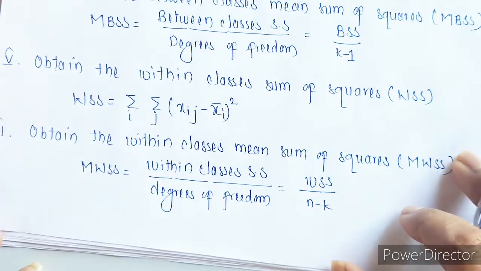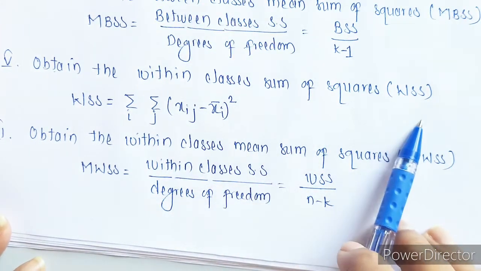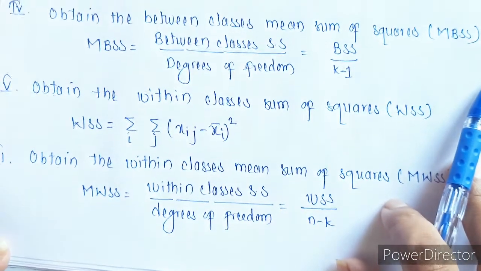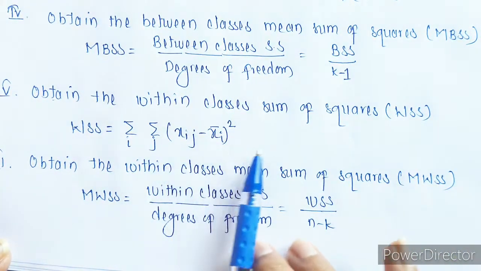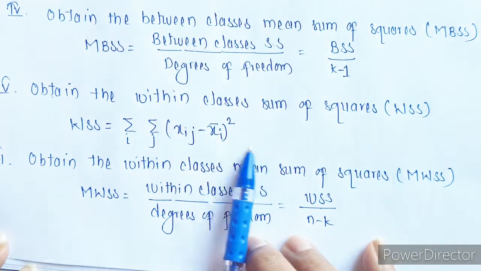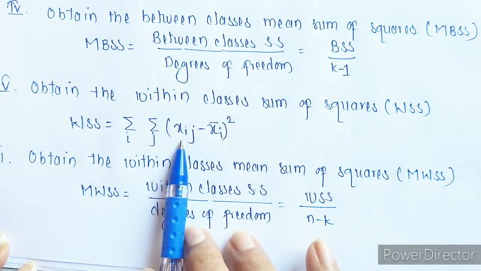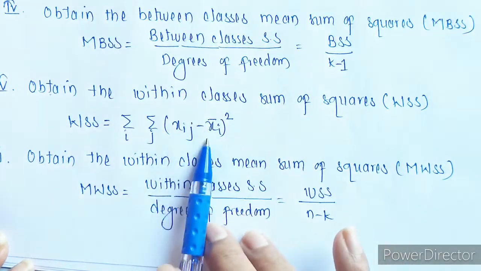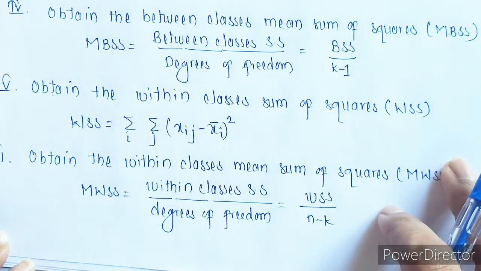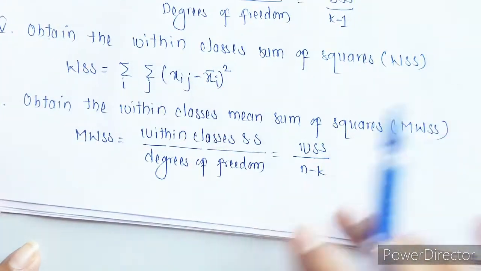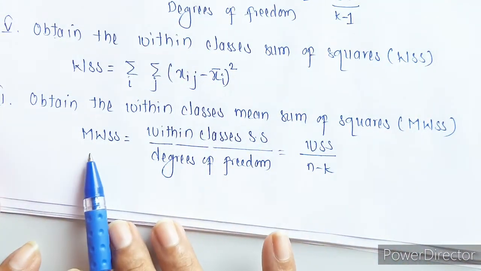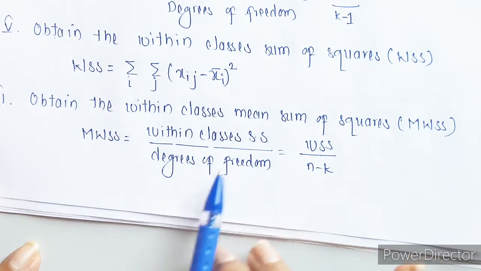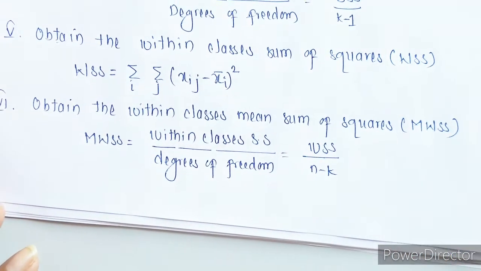Then fifth step, we need to obtain the within classes sum of squares. So the previous one is between classes sum of squares, and then this is within classes sum of squares. So this will be the summation of all the xij's minus xi bar, squared. So summation of all the xij minus xi bars. Then next is we have to calculate the mean of within classes sum of squares, that is within classes sum of squares upon degrees of freedom.